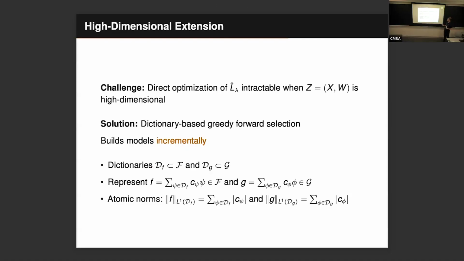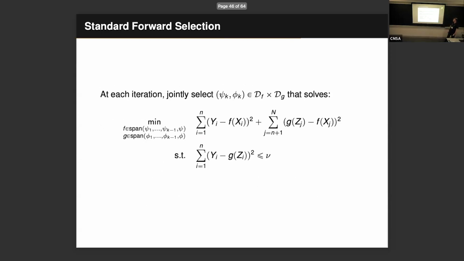So what we're going to do here is assume that my F's and my G's are just linear combinations of elements from some dictionary. Okay, and then I'm going to measure the capacity of each one of these functions using what's called the atomic norm. Basically, it's just the L1 norm of the coefficients in these expansions with respect to these dictionaries. Okay, so it turns out these quantities are going to control the approximation error for my method.